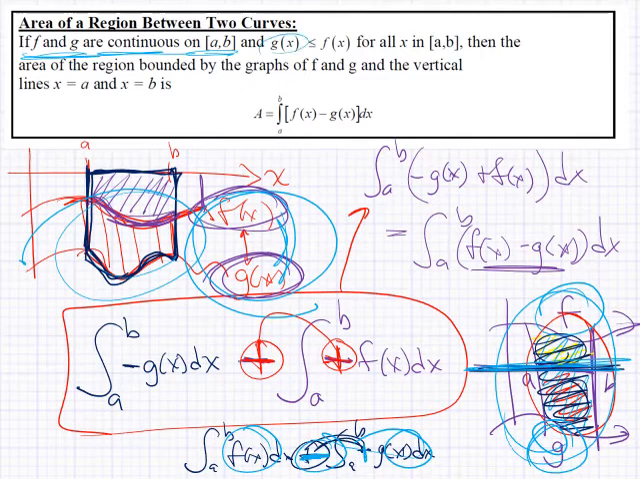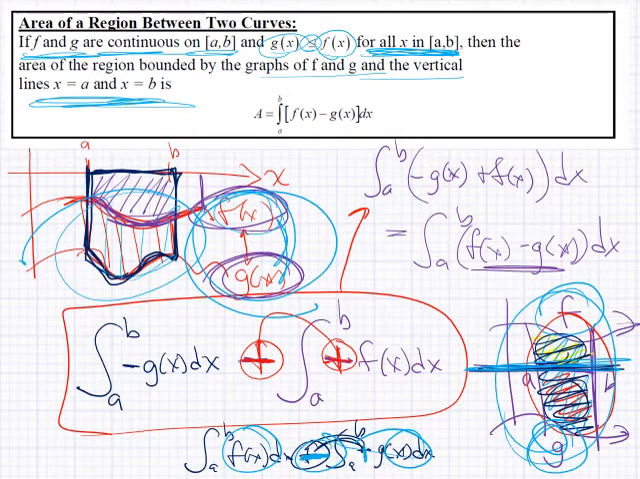And g of x has to be less than or equal to f of x on the entire interval, which means f of x has to be completely above g of x over this entire interval. Then the area of the region bounded by the graphs of f and g, and the vertical lines x equals a and x equals b, is calculated by the integral by simply subtracting the two functions.